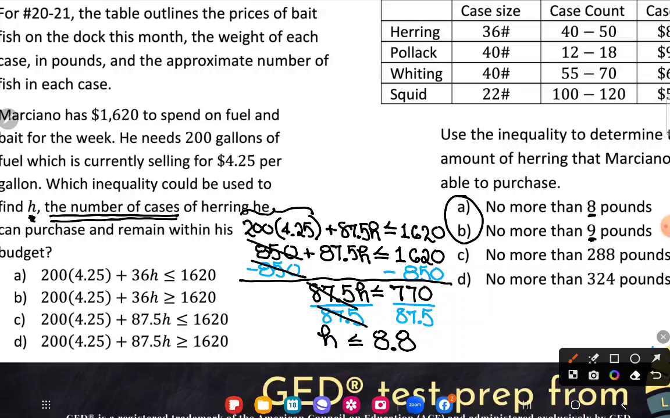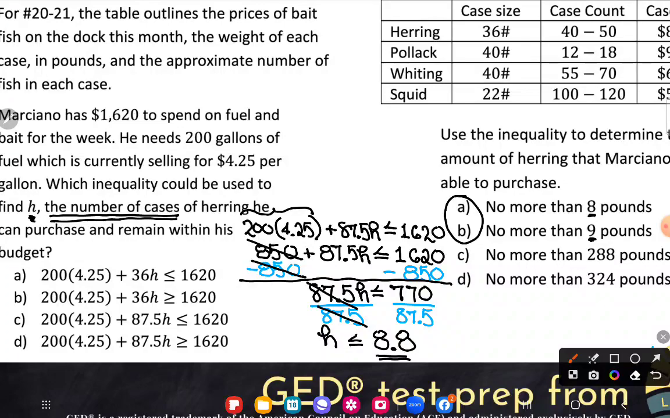But that is not what they say. They say no more than 8 pounds. No more than 9 pounds. We know how many cases Marciano could buy, but we don't know how many pounds. So I want to stop right here. We've got to know what this H means in order to move on. This H means 8.8 cases.